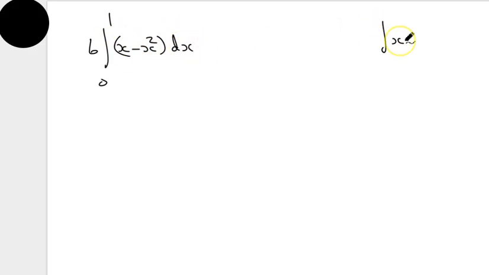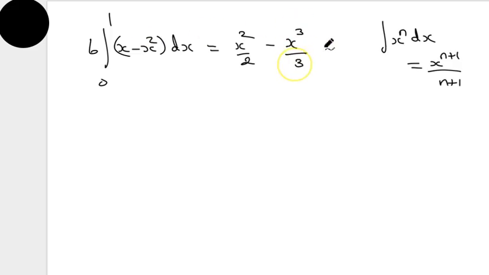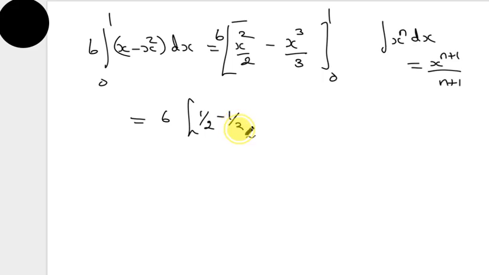We know integral x to the power n dx is x to the power of n plus 1 divided by n plus 1. So here it will be x squared by 2 minus x to the power n is 2, so 2 plus 1 is x cube by 3, all between 0 to 1 with a 6 outside. So this is 6 times 1 by 2 minus 1 by 3. So this is 6 into 1 by 6, value equal to 1.